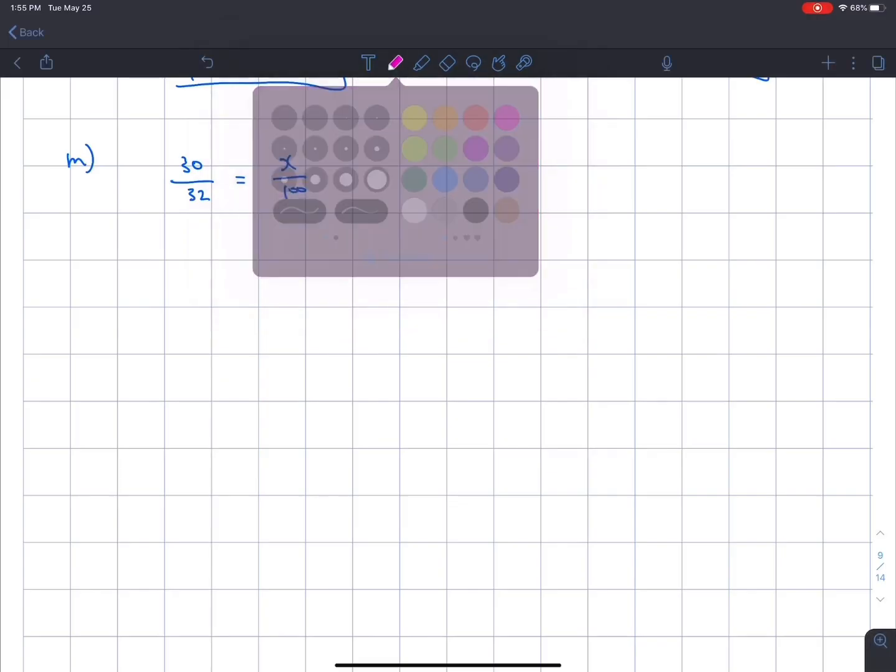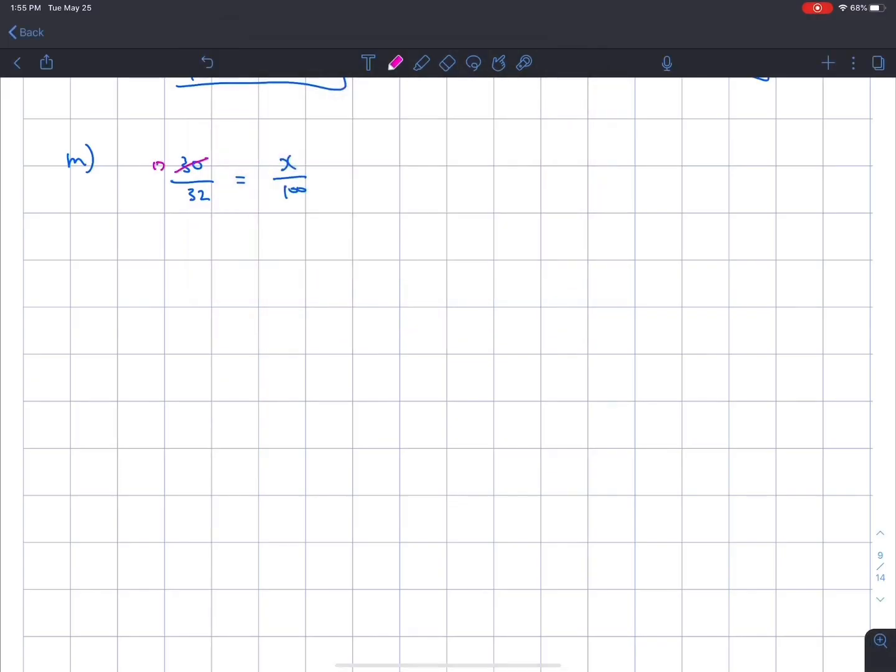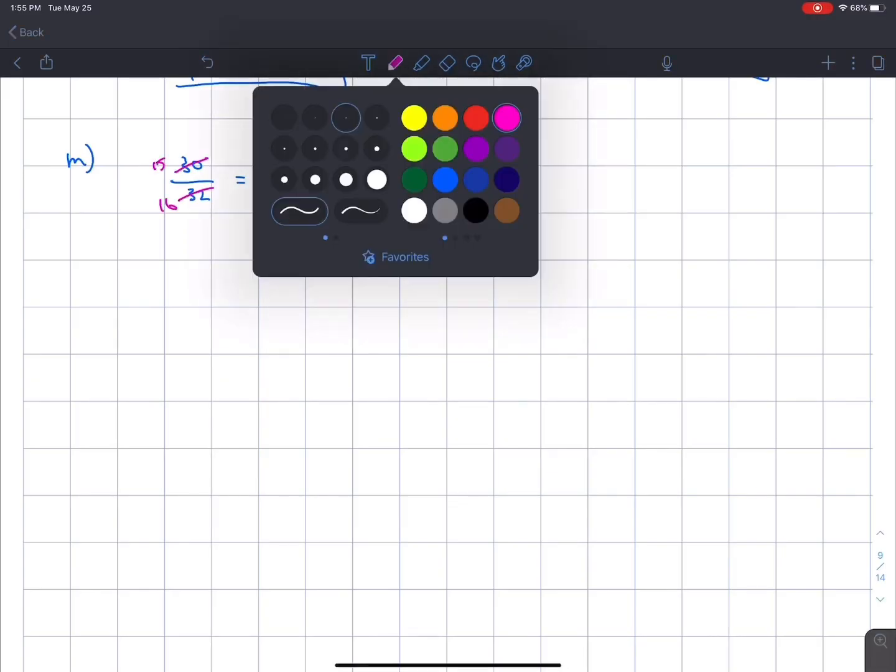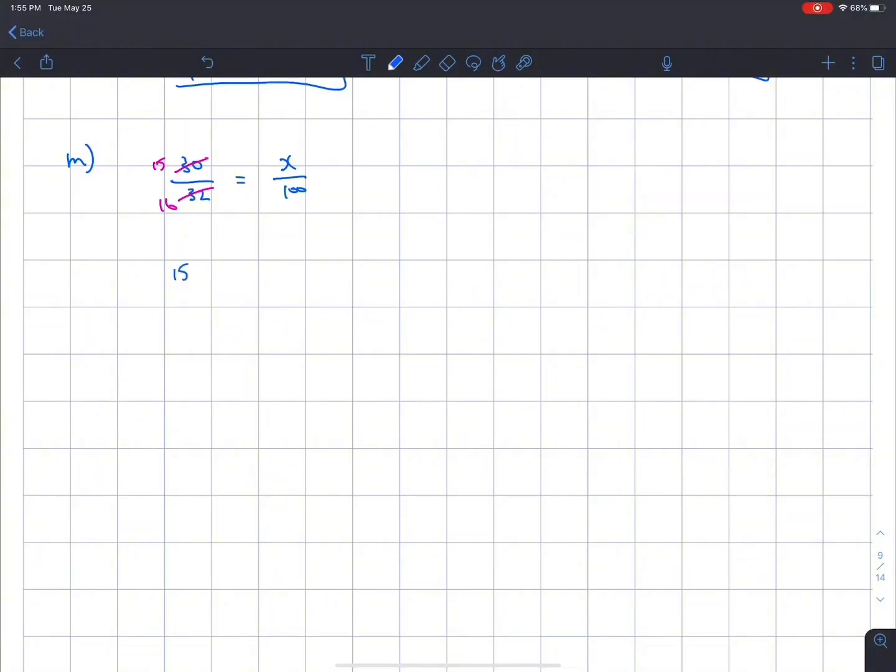Before you cross multiply, we can simplify. Divide by 2 to get 15. Divide by 2 to get 16. So now we have 15 times 100 equals x times 16. 1,500 equals 16x. And then divide both sides by 16. We get x equals 93.75%.